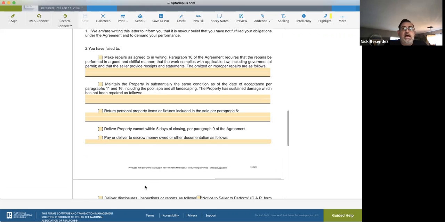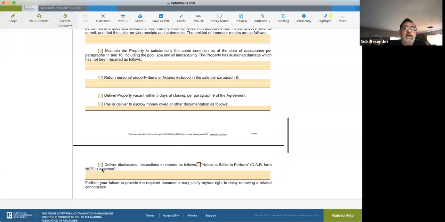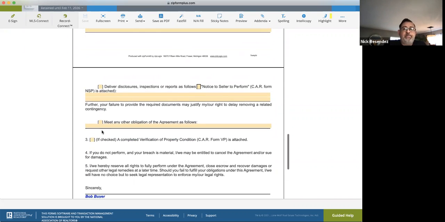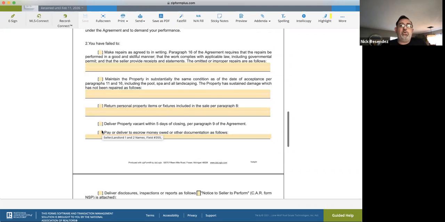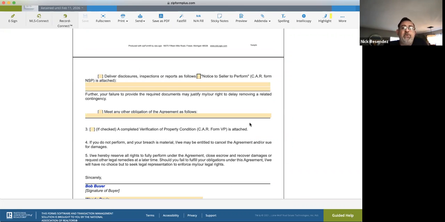Or maybe they're not going to include certain fixtures or return personal property that was agreed upon in the contract and you've been made aware of it. Or maybe they're not going to have the property be delivered vacant because of a tenant or for themselves to be vacant as the owners. Or maybe they're not going to pay money or deliver money to escrow that's owed or outstanding, right? So there's all kinds of things that the seller may not do prior to close. And this is basically a form the buyer can send, hey, you haven't done what you said you were going to do. And if you don't, we may be entitled to cancel this agreement, or we may be entitled to sue you for damages, seller.